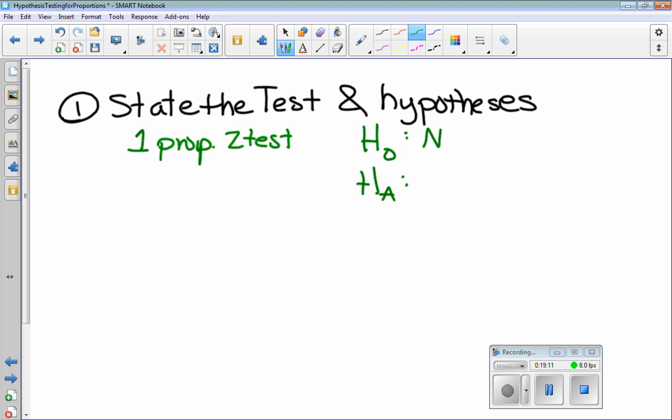but the null hypothesis is abbreviated H0, and the alternative hypothesis is abbreviated HA.